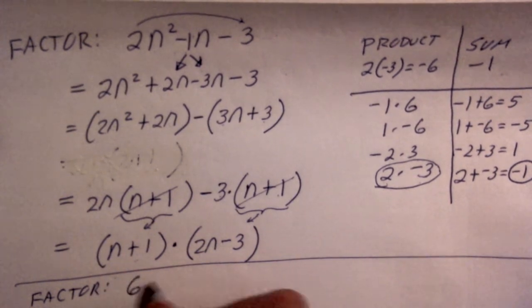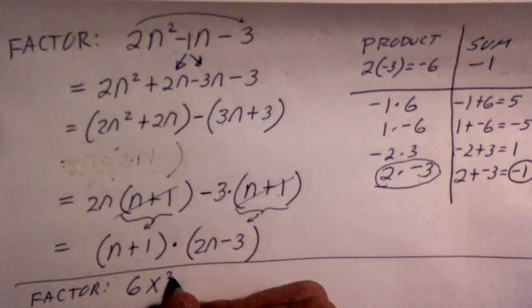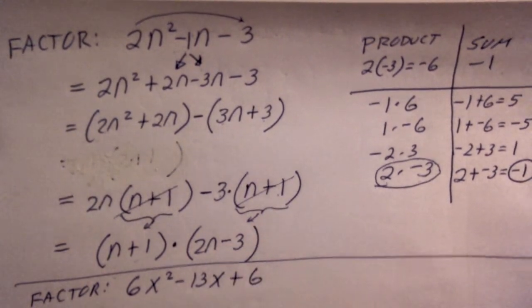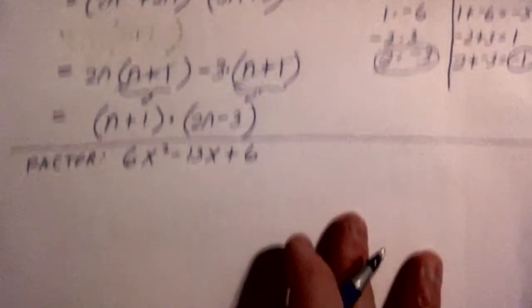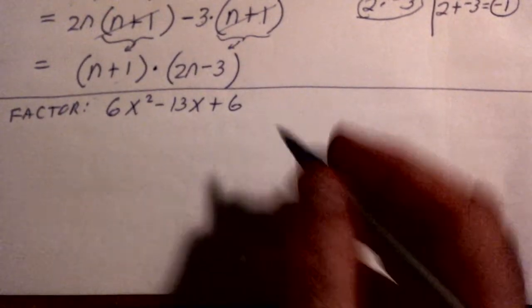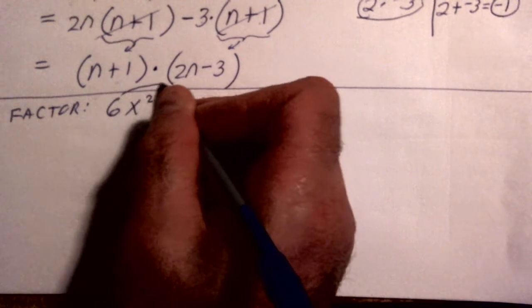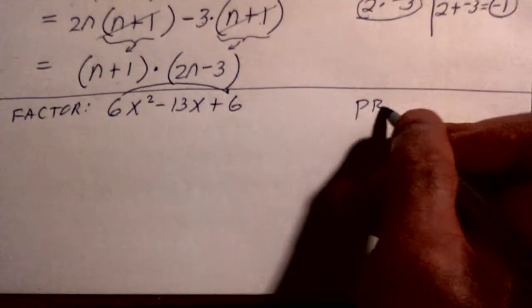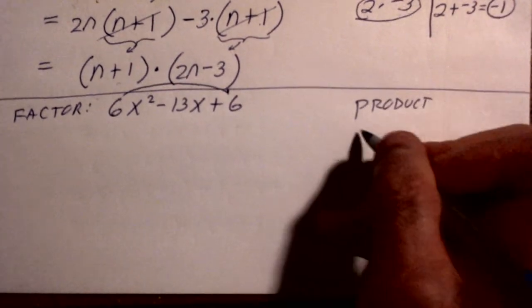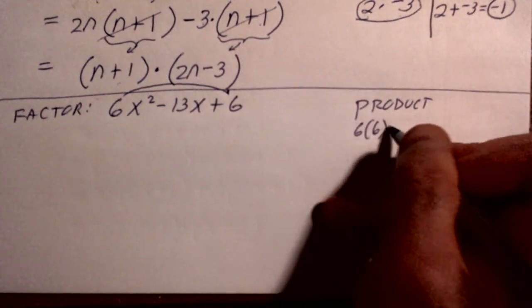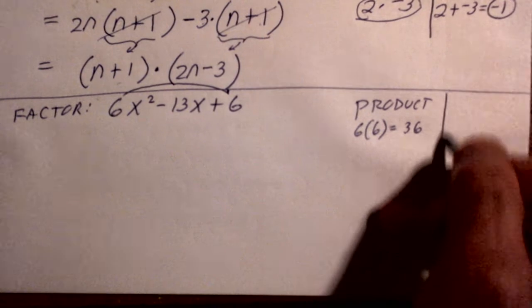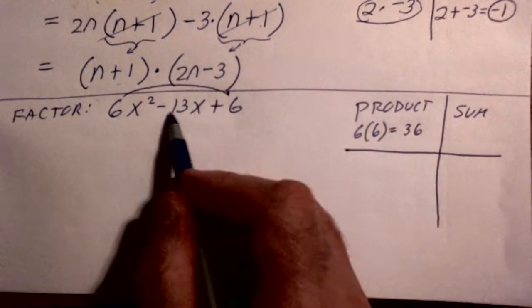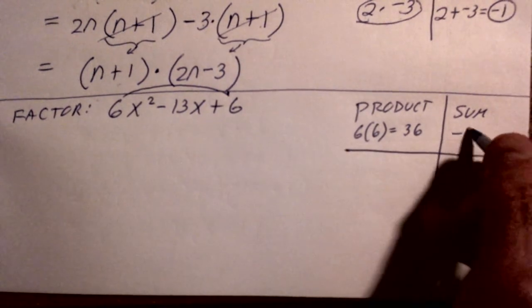All right, how about 6x squared minus 13x plus 6? We want to try to factor this difficult trinomial using the grouping method. To initiate this, we take the product of the leading coefficient and the constant term to give ourselves a product of 6 times 6, which is 36. And our desired sum has to be the middle coefficient, which is negative 13.